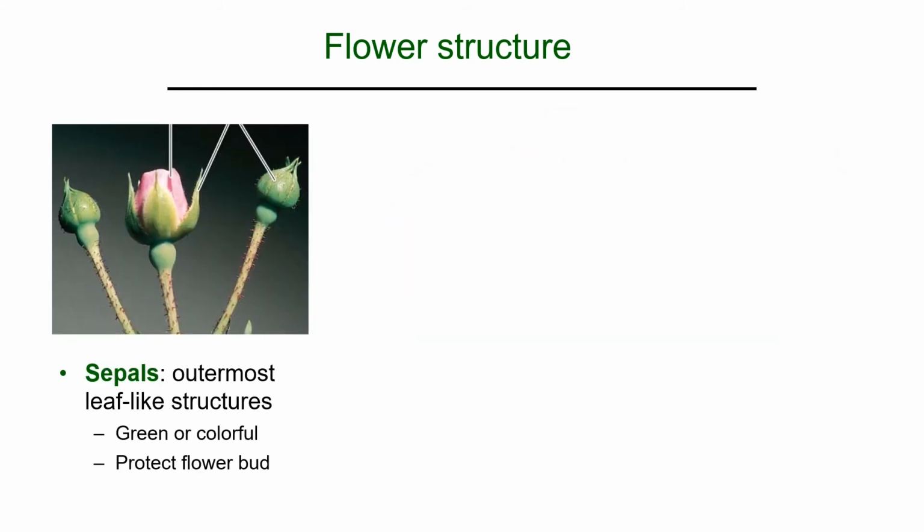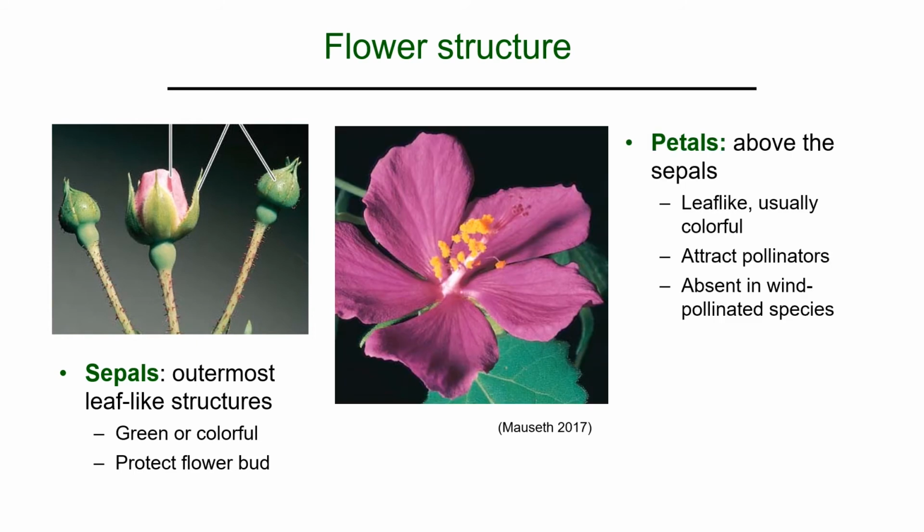Here we're going to focus a little bit on the sepals. Those are the outermost leaf-like structures. They're usually green. Sometimes they can be colorful. In the lilies that you'll see in the video, the sepals and the petals look almost identical, but that's not true in a number of other plant groups. Petals are above the sepals. They're leaf-like. They're usually colorful. They attract pollinators, but they might be absent in wind-pollinated species.